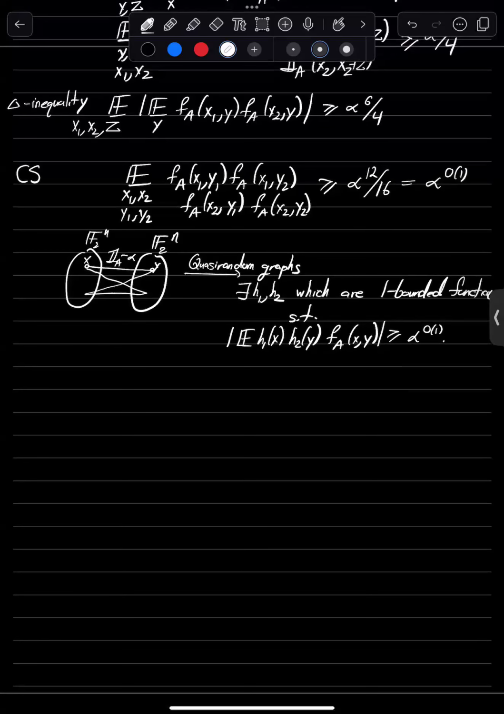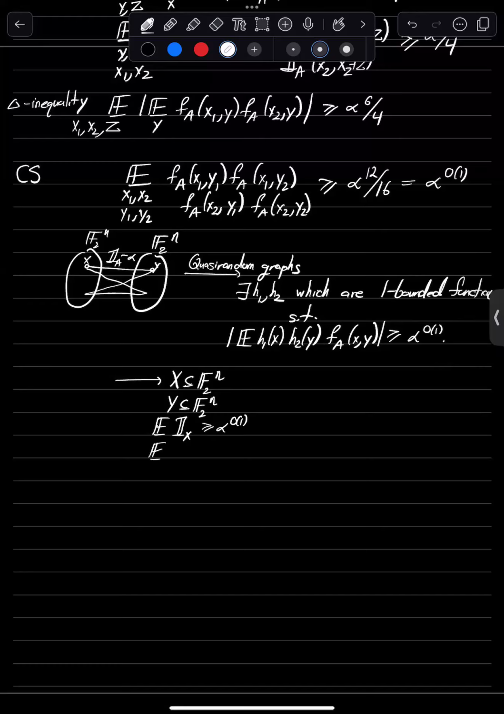By writing this out, there exist sets X, which is a subset of F_2^n, and Y, which is a subset of F_2^n, such that the expectation of the indicator function of X is bigger than some power in alpha.